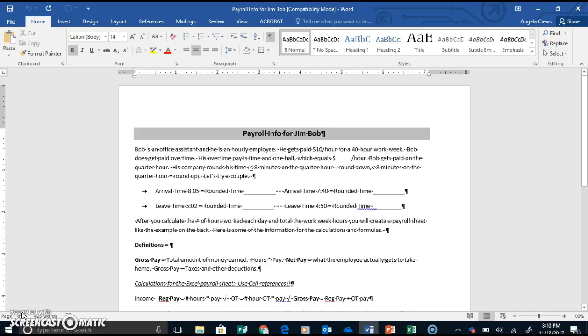So it says after you calculate the number of hours worked each day and the total workweek hours, you will create a payroll sheet like the example on the back. Here is some of the information for the calculations and the formulas.